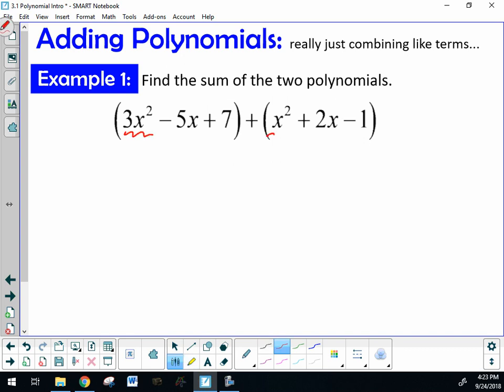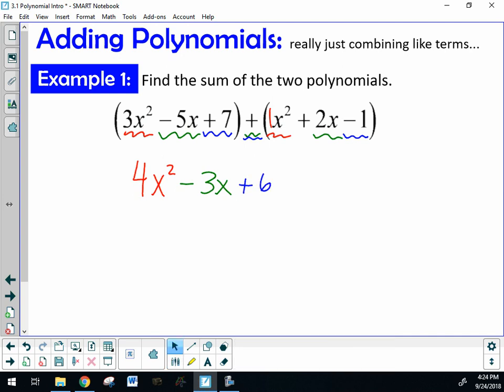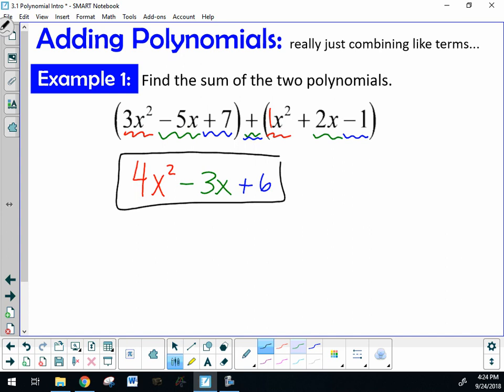We have 3x squared and another 1x squared for a total of 4x squared when we add. Oh, sorry, I don't know why I wrote the fourth power. I said squared, but I wrote fourth. We have negative 5x over here, and we're adding 2x, so that would be negative 3x. And then finally, we have 7 plus negative 1. And so that would be 6. So there is our addition.